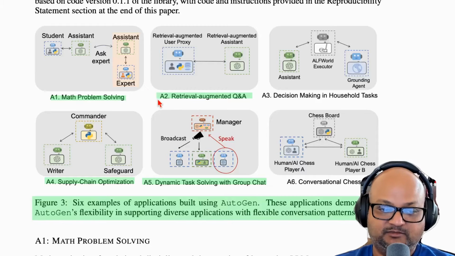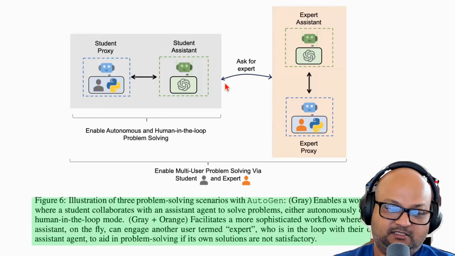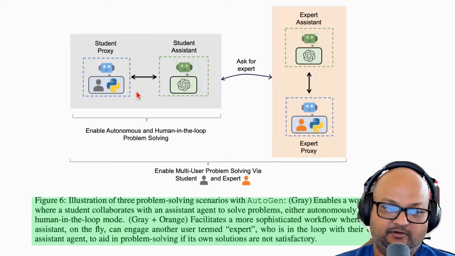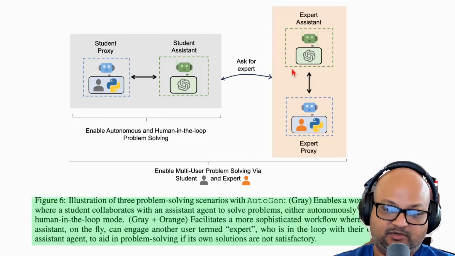One is math problem solving, and the other one is Q&A with retrieval augmentation. The math solver is structured as basically two agents. You have a student proxy, which is basically the human student, directly chatting with an LLM. And then under certain circumstances, this LLM can reach out to another agent called expert.